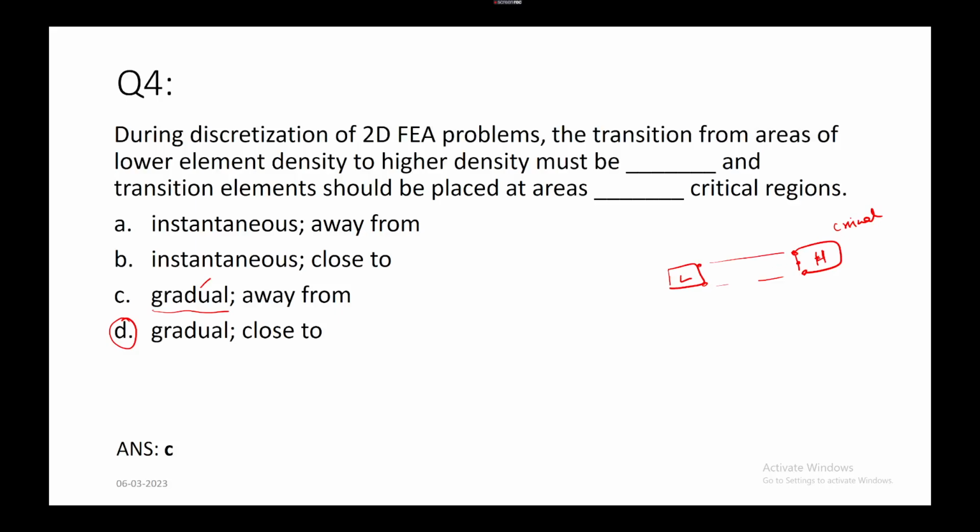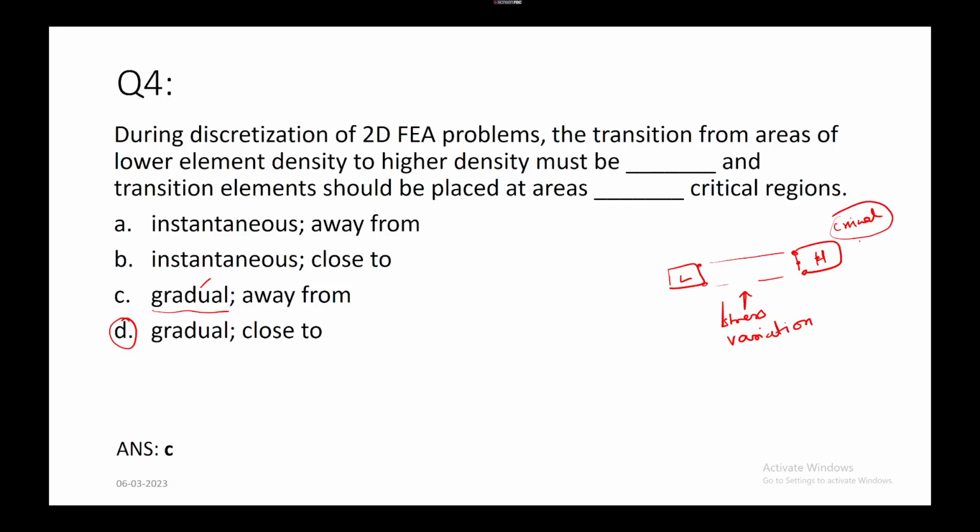But this transition should be far away, because when you are doing the transition, there is a stress variation due to the transition we are using, because here is a higher order element, here is a lower order element. So because of this variation, there is a variation in the stress field also. So this stress variation should be a little away from the critical area, because already in the critical area you see the gradient is already high.